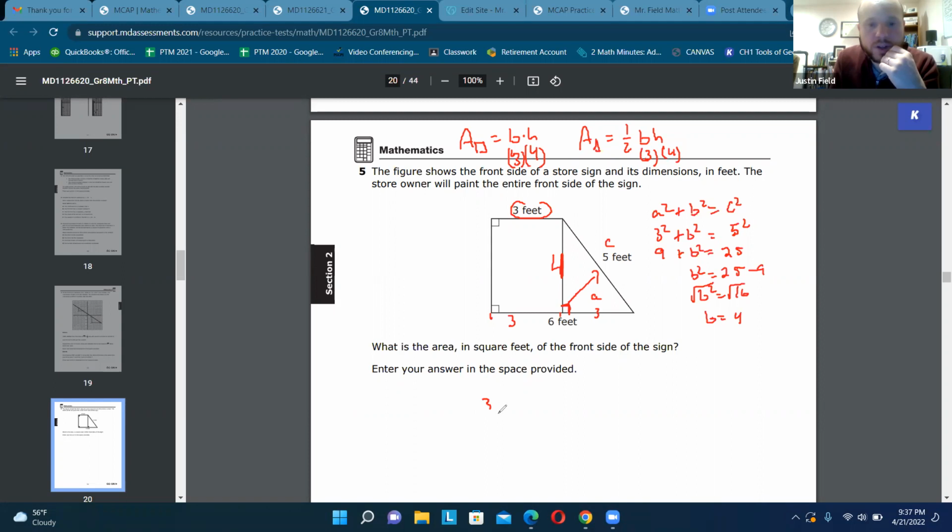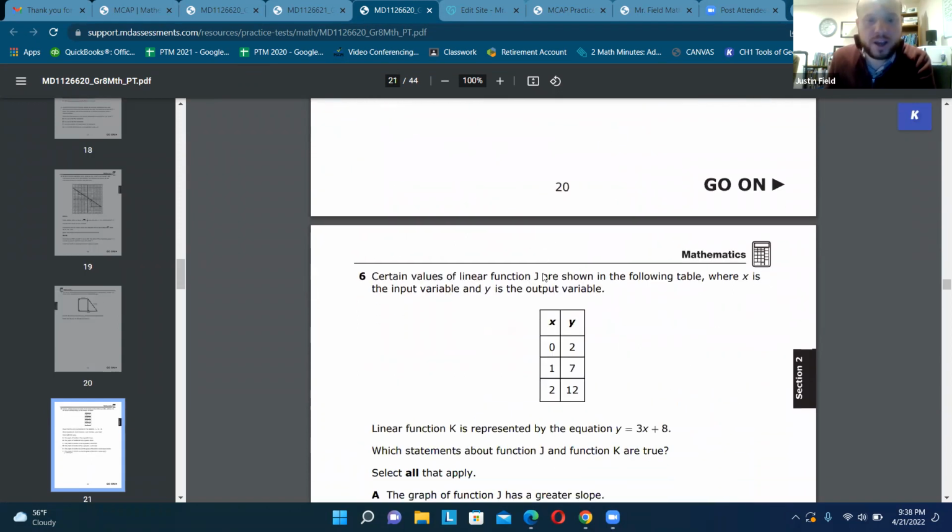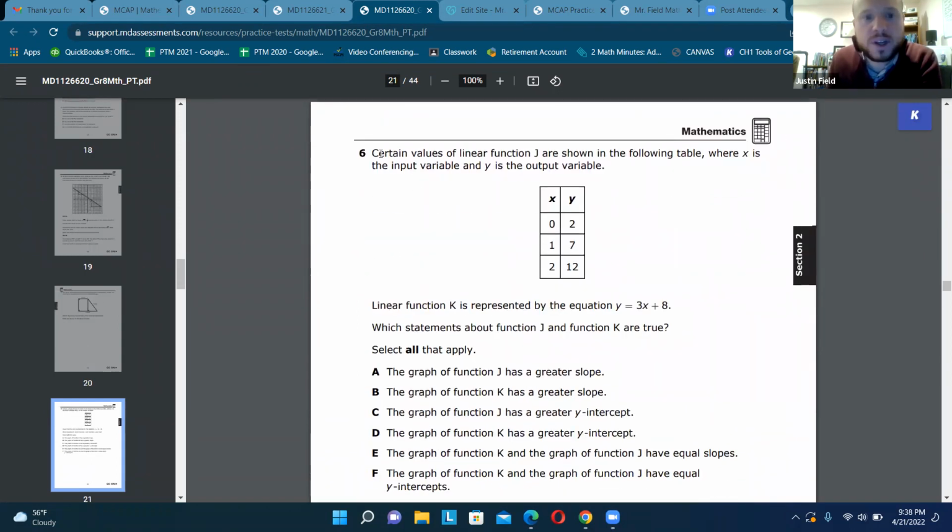We know it's 3 times 4 for the rectangle, which is 12, plus the area of the triangle. It's 1/2 times 3 times 4, which is 12 times a half, which is 6. 12 plus 6 is 18. Composite area. So when in doubt, separate your figure into triangles and rectangles and use the area formulas.